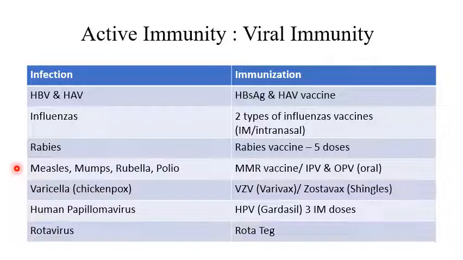Mumps affects the parotid salivary glands. Complications are swelling of the testes in males and deafness. 2 doses are more effective than one. Rubella or German measles is a mild infection, and the main risk occurs if someone who's in the first trimester of pregnancy gets rubella.